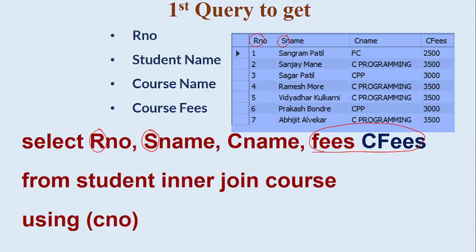Okay. Here it displays this. Instead of fees, it displays the C fees which I have given you. I have already tried this and I am just pasting the data it displays. So this is joining two tables.